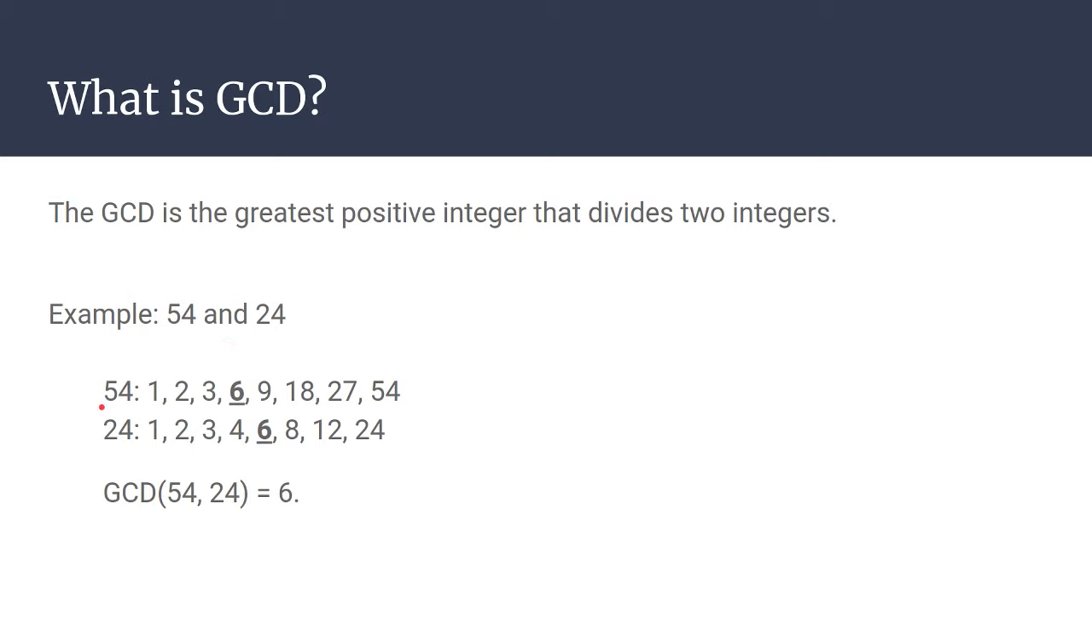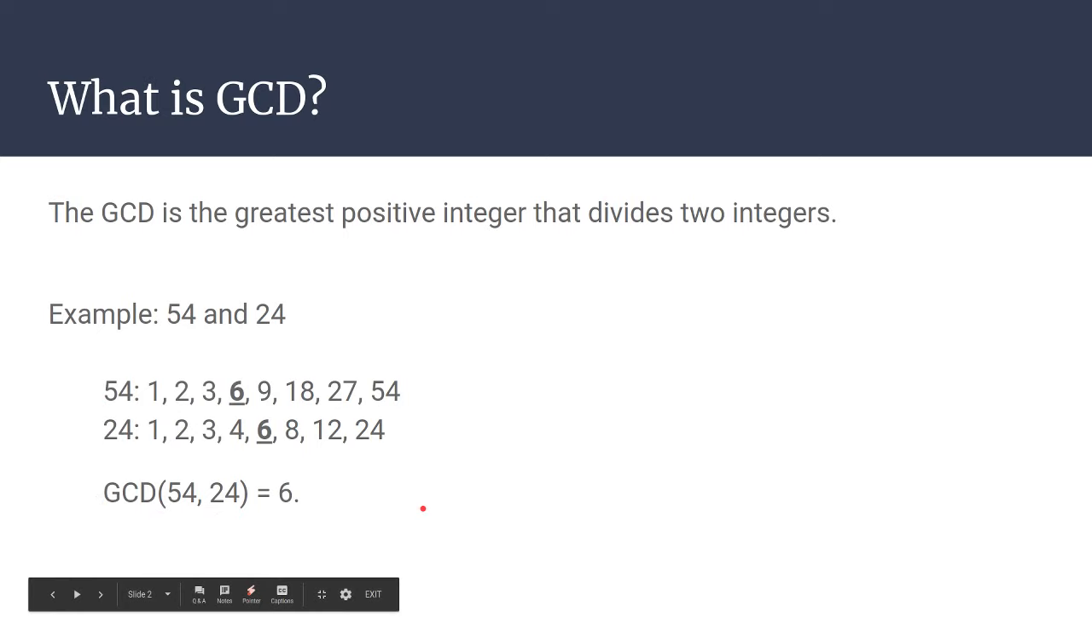Now, for 54, here are the integers that divide 54. And for 24, here are the integers that divide 24. Now, as we can see, the number 6 is the largest number that divides both numbers. So the GCD of 54 and 24 is 6.